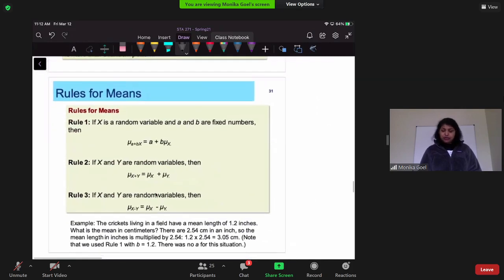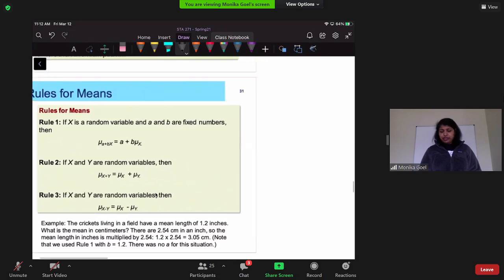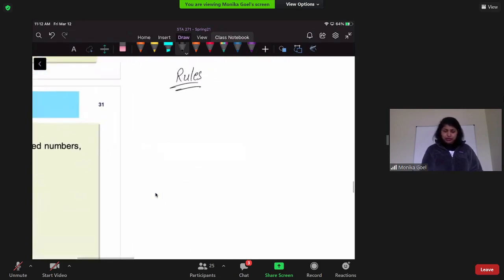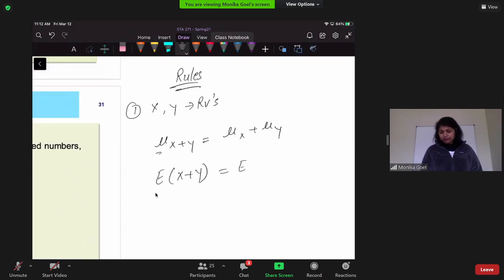The next topic is rules for the mean and rules for the variance. So let's talk about the rules for the mean. Here they talk about 3 rules, but let me extend it a little bit. The rules for the mean. First thing, let x and y be your 2 random variables. Then the mean of x plus y is the mean of x plus the mean of y. And this mu represents the mean or the expected value. So this is our first rule.